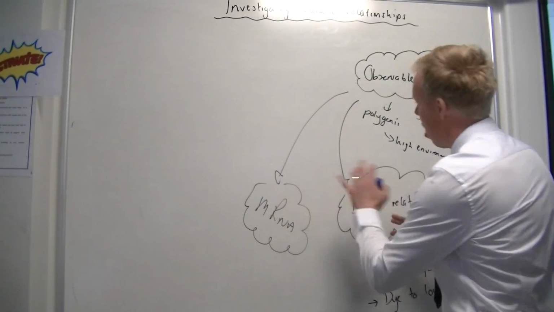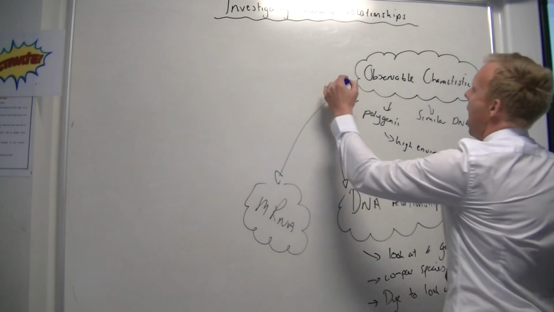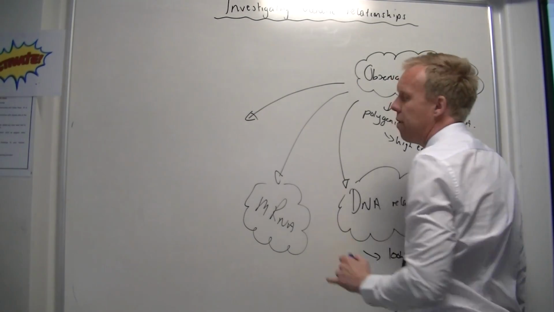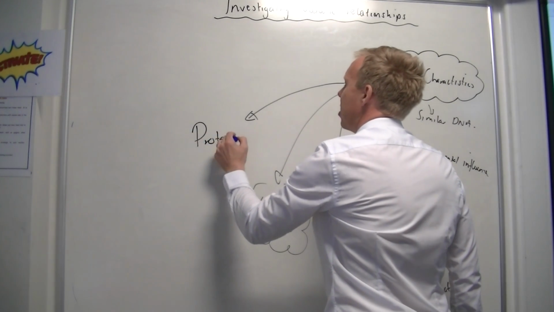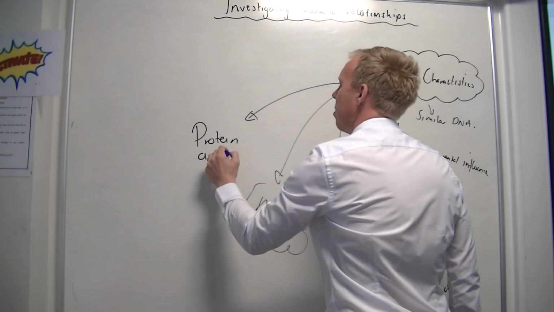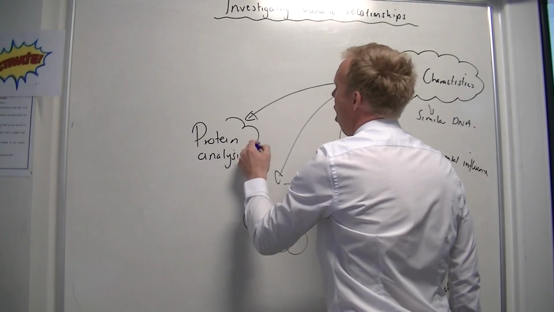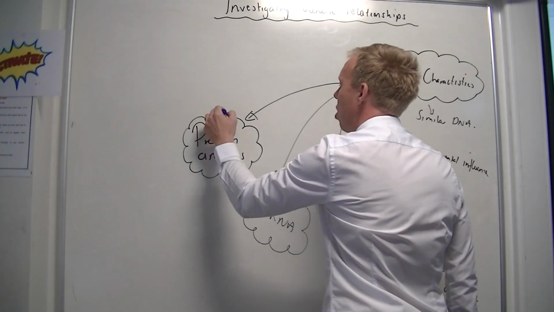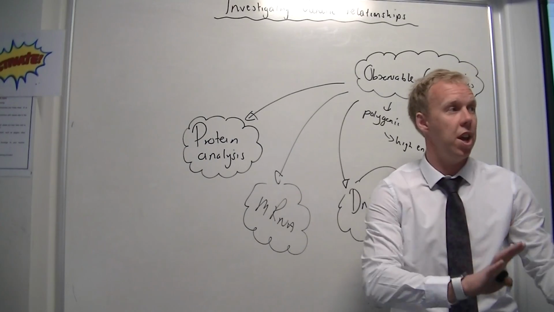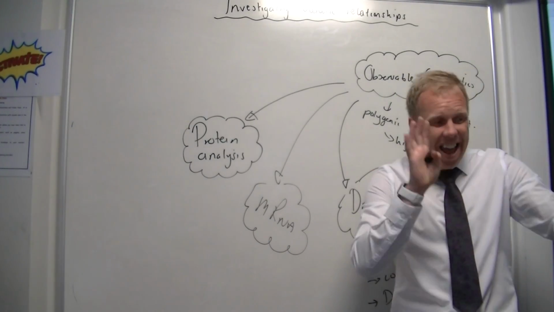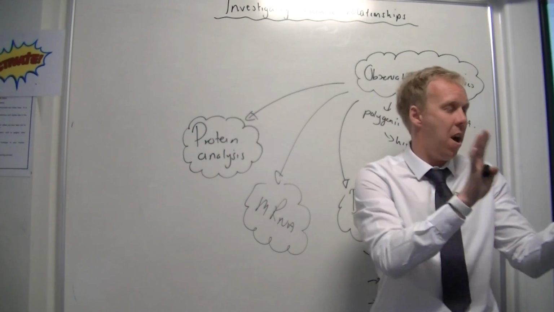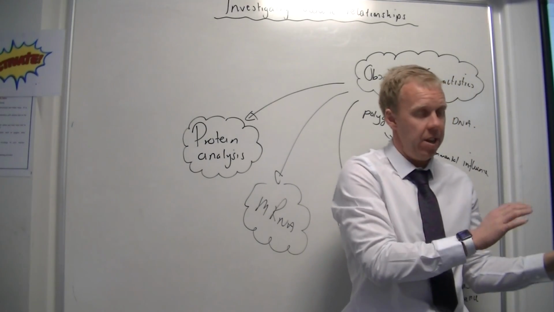Next, this is all to do with DNA, but then we begin to move on to protein analysis. Because as you know, all DNA does is code for proteins. Therefore, if we look at the proteins in different species, it transpires that we're comparing DNA. Okay?